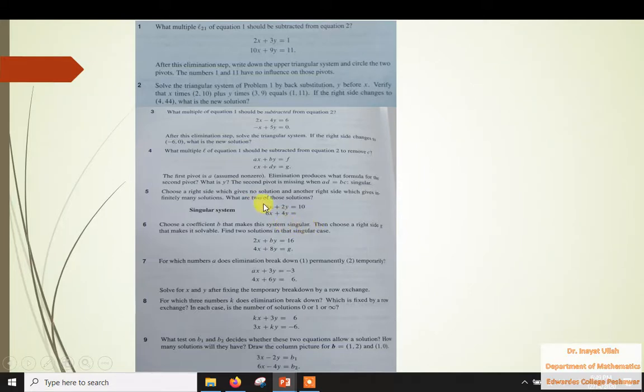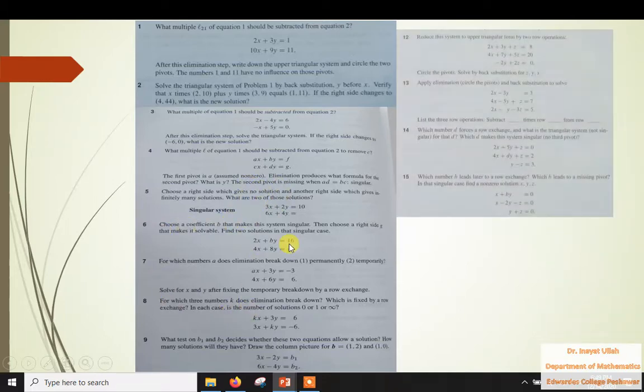What are the two of those solutions? Then find the two specific solutions by choosing two values of y, 1, minus 1, maybe 0, maybe 2, maybe 3, maybe 1 by 2, and so on. So all those questions are of this type. Question numbers 6, 7, 8, and 9 are of that type.